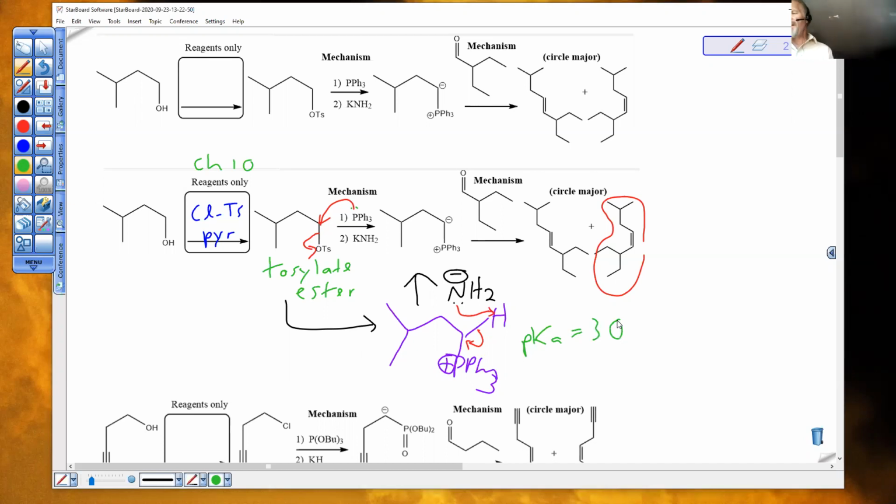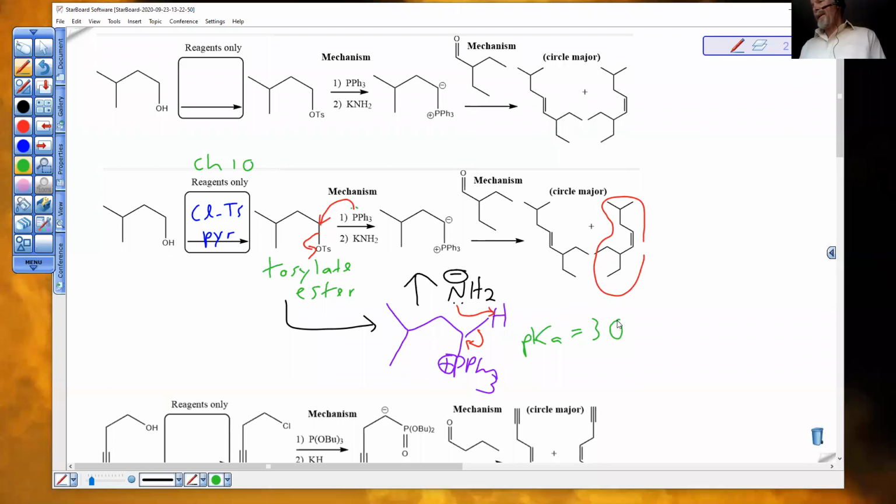Where would you put it on the pKa table? I'd put it right under a terminal alkyne, which had a pKa of 35, and right above, oh, sorry, 20. No, I put it above a terminal alkyne, 25, and below 35, which was hydrogen, H2.